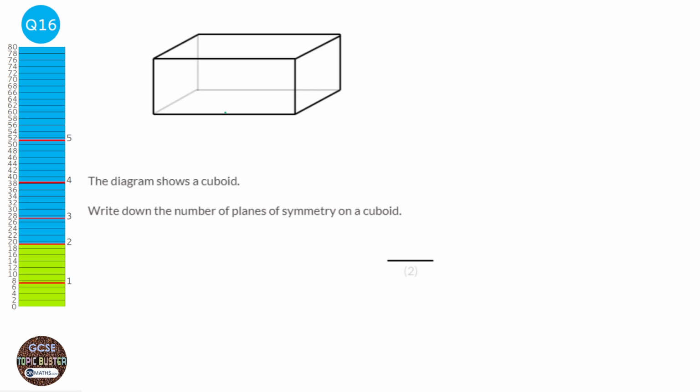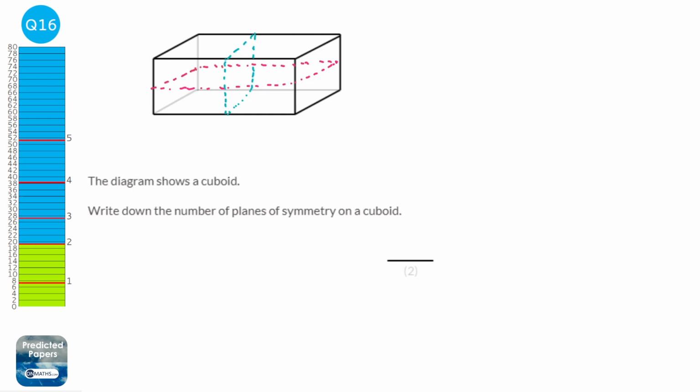So if we were to cut the cuboid here and then put it up against a mirror, it would look like the cuboid again. Similarly, if we were to cut it along here, it would look like the original cuboid again.